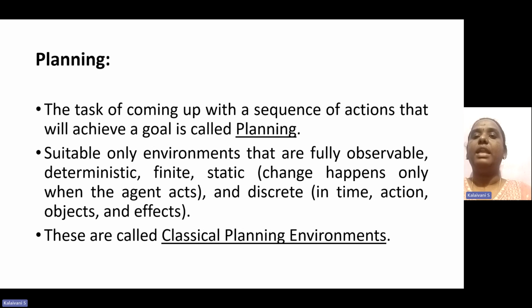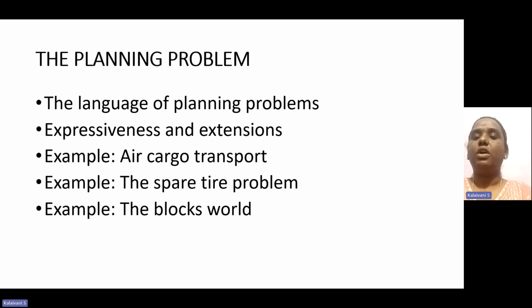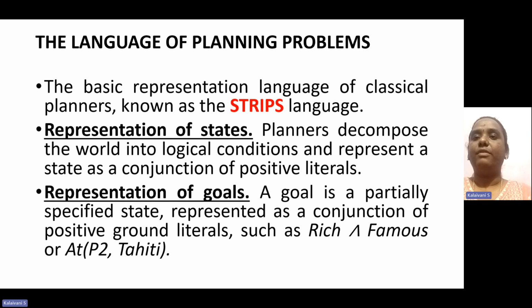Planning is suitable only for environments that are fully observable, deterministic, finite, static, and discrete. Only in these kinds of environments can we apply planning. These are called classical planning environments. In this topic we will see the language of planning problems, expressiveness and extensions, and some simple and real-world planning problems: air cargo transport, the spare tire problem, and the block world problem. First, here is the language of planning problems.